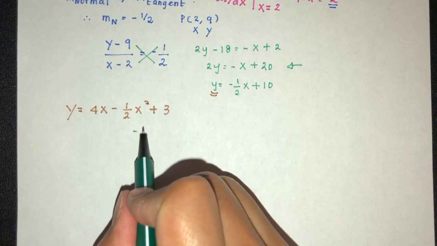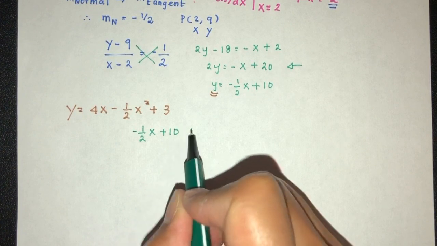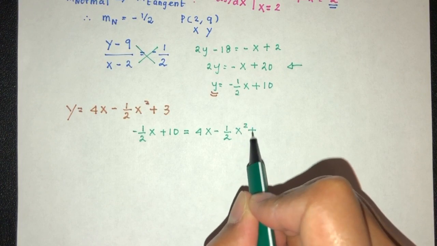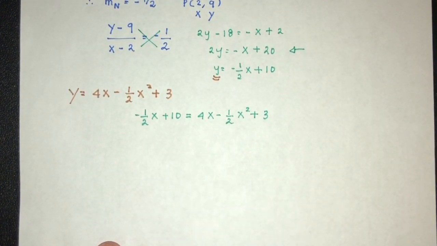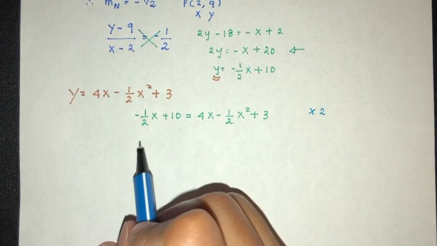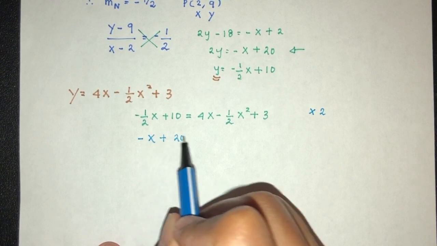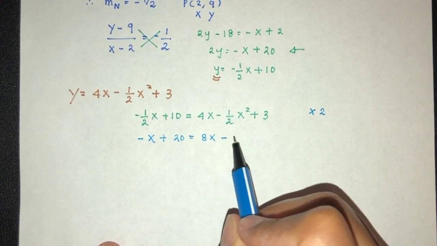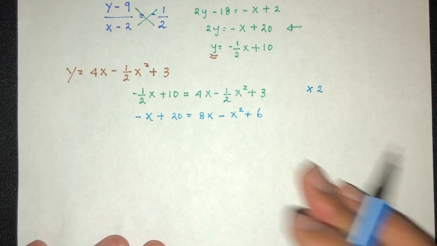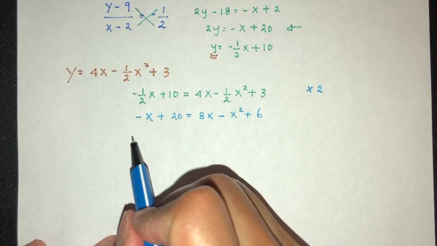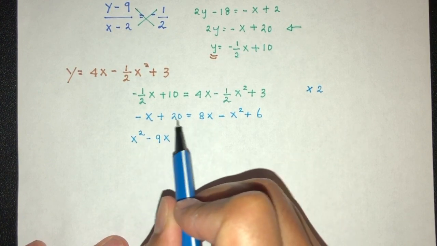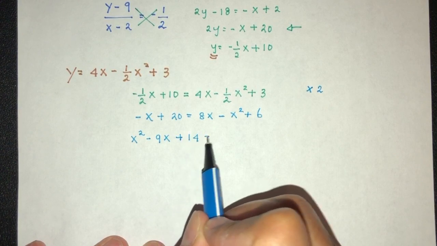So on one side you will have minus half x plus 10 is equal to 4x minus half x squared plus 3. Now here we have fractions. Obviously we don't like to work with fractions, so we multiply by 2 everywhere. This will be minus x plus 20 equal to 8x minus x squared plus 6. So now we have no fractions, everything is integer. Now let's send everything to one side so we can solve this. So you have x squared, then minus x minus 8x, which is minus 9x, and 20 minus 6, which is plus 14, equal to 0.